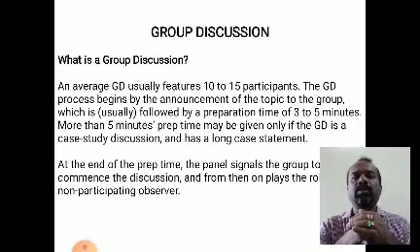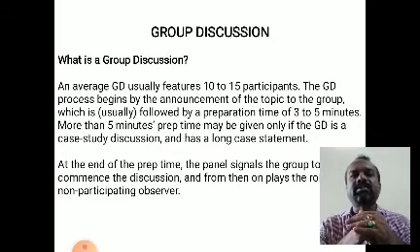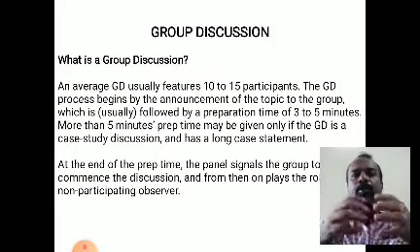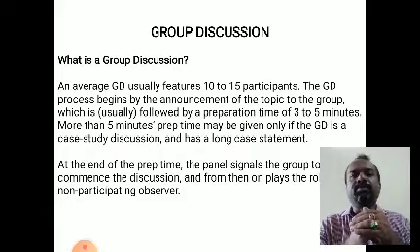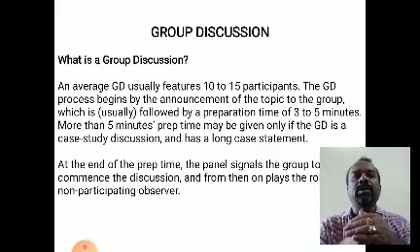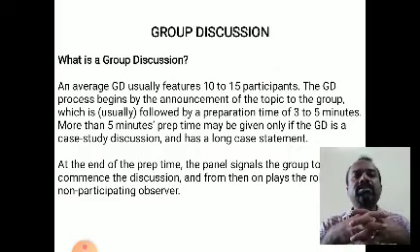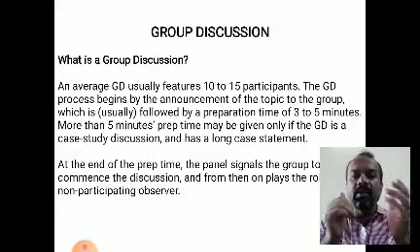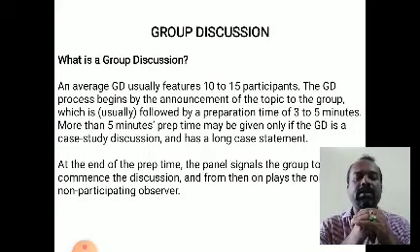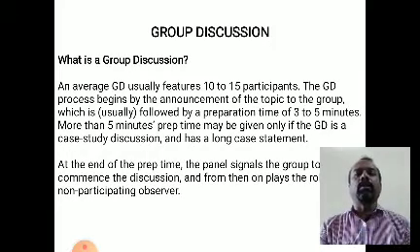Let's move on. An average group discussion usually features 10 to 15 participants. The process begins with the announcement of the topic to the group, which is usually followed by a preparation time of 3 to 5 minutes. More than 5 minutes of preparation time may be given only if the group discussion is a case study discussion with a long case statement, as I mentioned in my PPT. This is what the group discussion is all about.